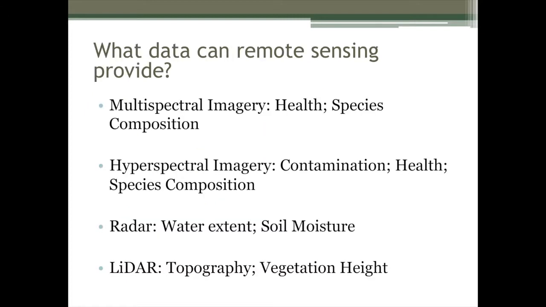So what kind of data can remote sensing provide? There's several different types. There's multispectral imagery, which you can get health and species composition information from. There's hyperspectral imagery, which you can get information on area of contamination, health, and species composition. There's radar, which you can analyze for water extent or soil moisture. And then LiDAR, which you can get topology of the land as well as vegetation heights.